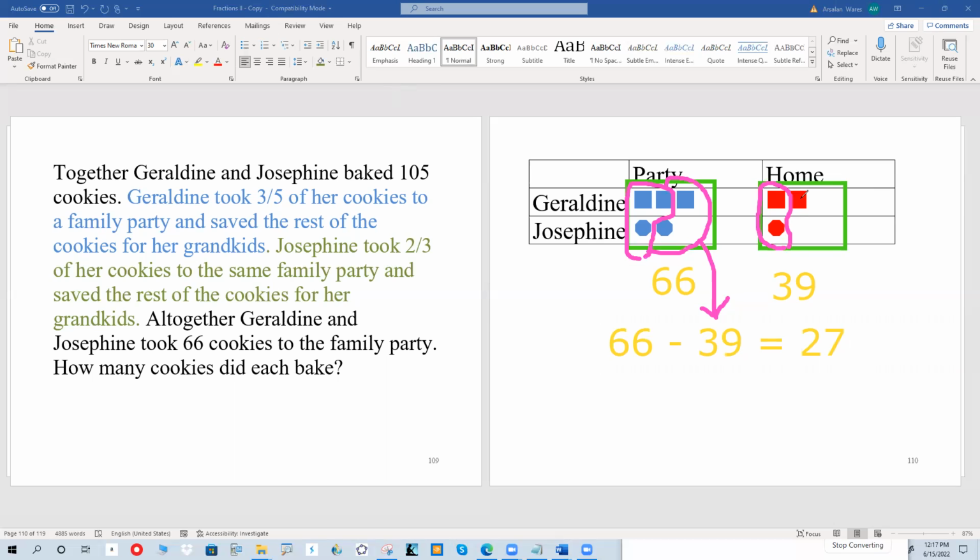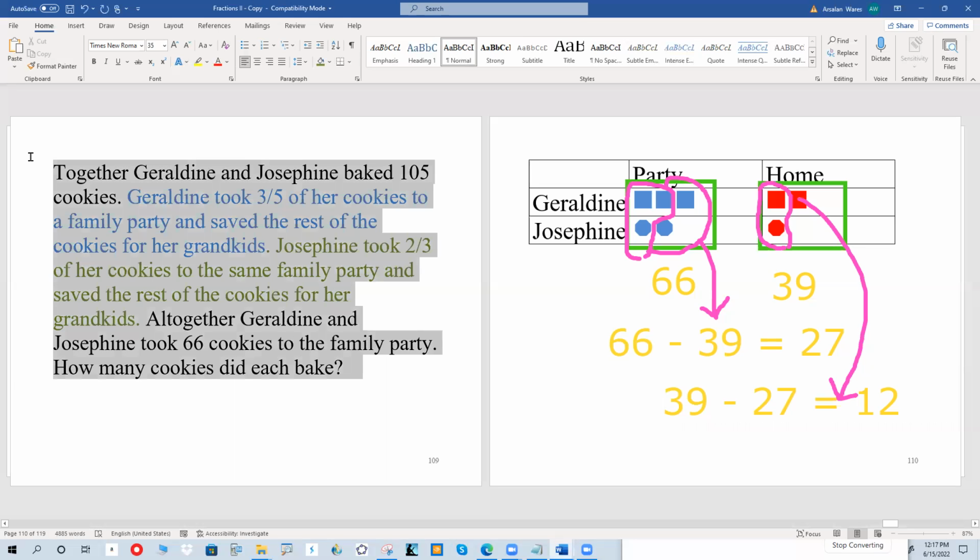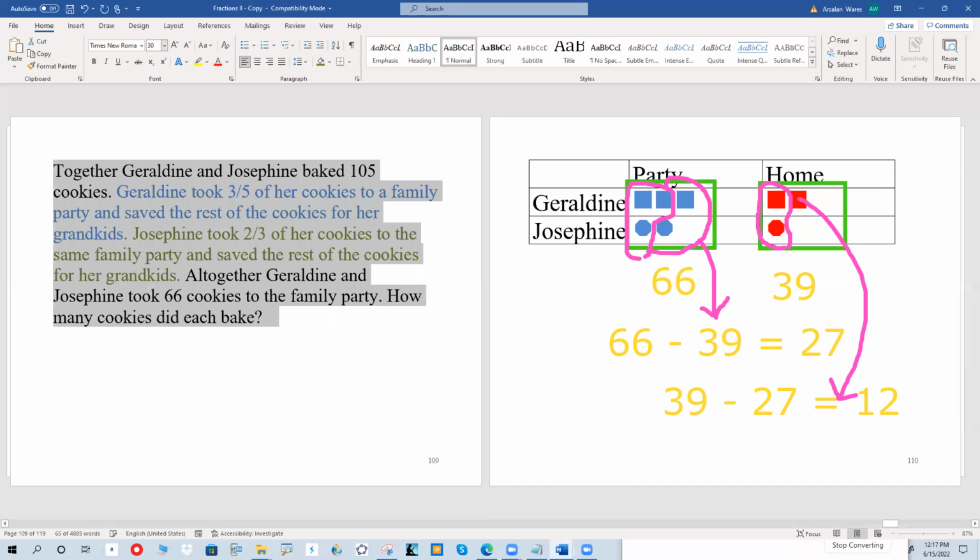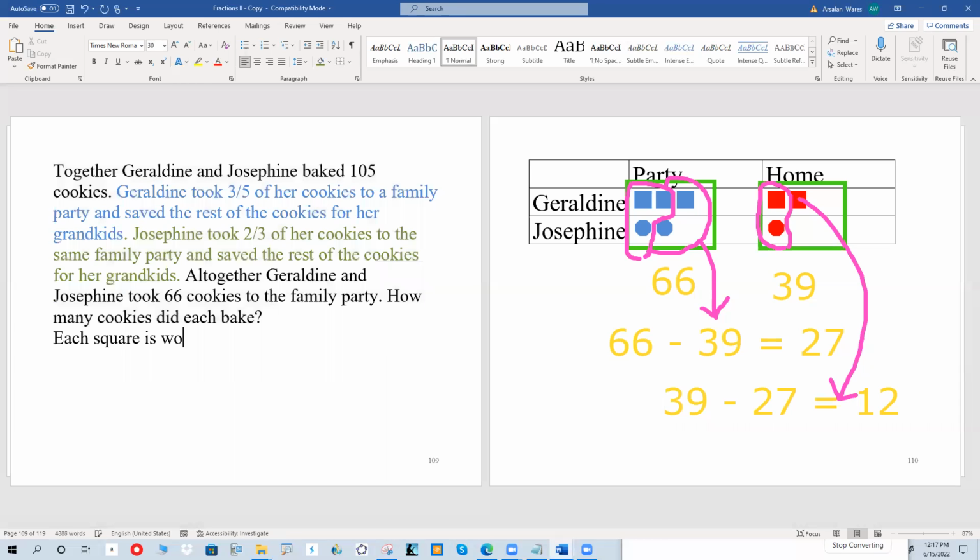Clearly, what is the value of each square? 39 minus the same 27 that I just grabbed. 39 minus 27 is 12. Each square is worth 12. That's an important finding. Let's write it here. Each square is worth 12. I'm almost done. Each octagon is worth what? Well, I can totally see that a square and an octagon is 27.